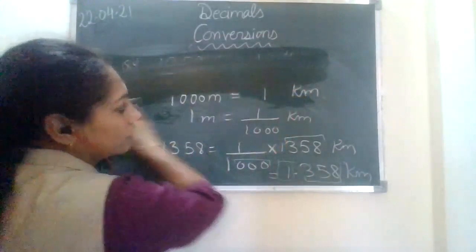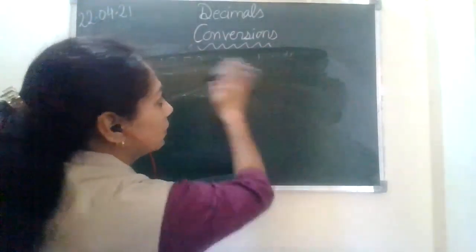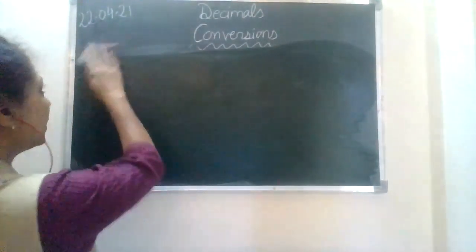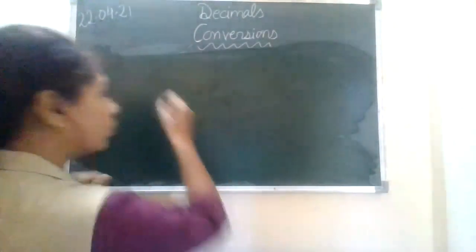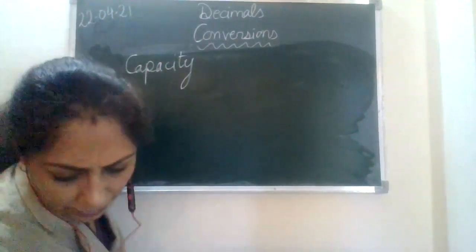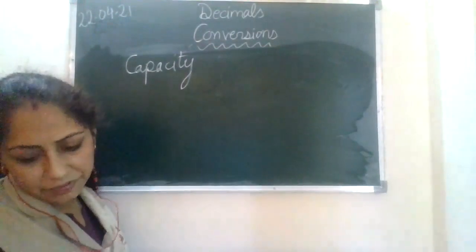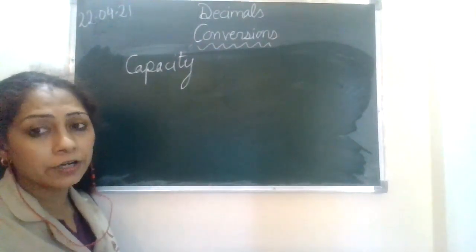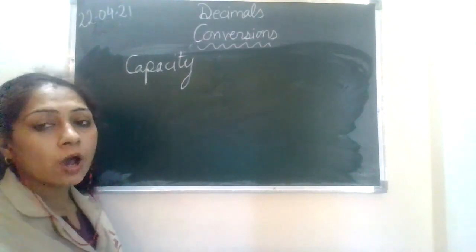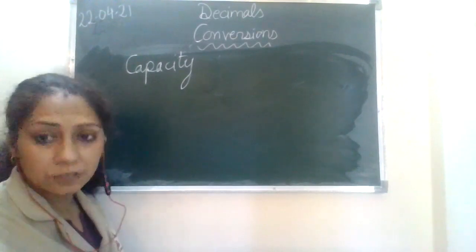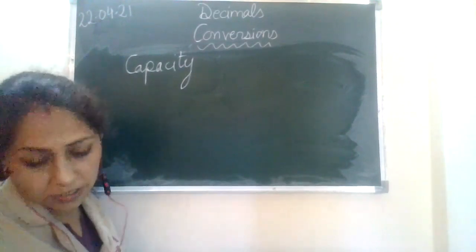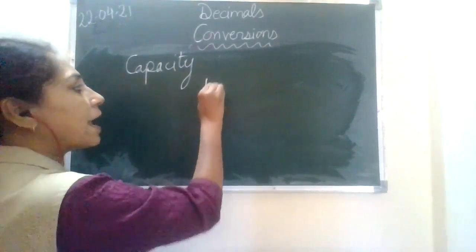Now switching on to the next conversion, that is capacity. Capacity is the capability of holding something. For example, if you have to get your scooty tank filled with petrol, how do you get it filled? You get it in liters. But beyond liters, there is another unit also, that is milliliters. So milliliters is 1000 ml.